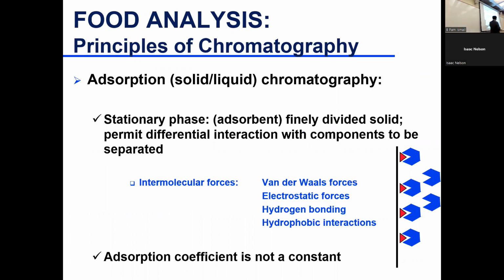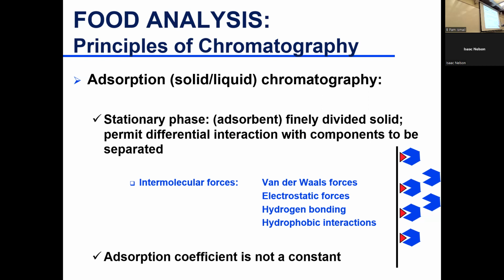And then you have interactions, like I said, that are non-covalent. Molecular interactions that are non-covalent. They can be hydrogen bonding, they can be ionic, like electrostatic forces. They could be van der Waals, they could be hydrophobic interaction. So you will have some sort of reversible interaction. If you don't have an interaction, you don't have a separation. You have to have some of your components interacting with the column in order to have a separation.